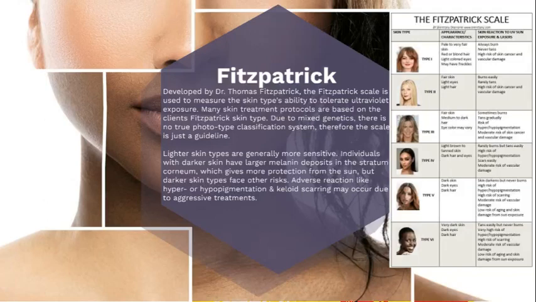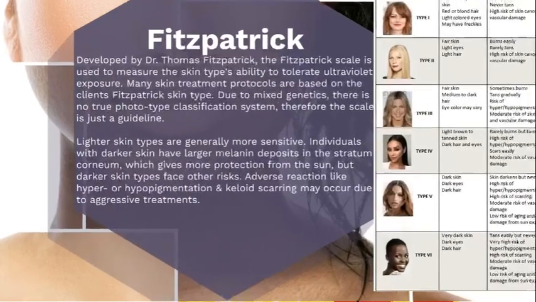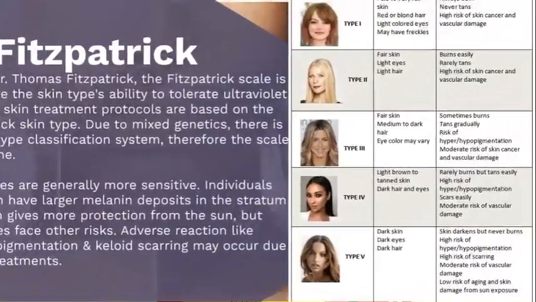Individuals with darker skin will have larger melanin deposits in the stratum corneum, which gives them more protection from the sun. But darker skin types can, remember, hyperpigmentation. They can be more prone to that hypopigmentation, and keloid scarring may occur during aggressive treatment. So we want to be very careful with that. So I just want to show you a little bit here.